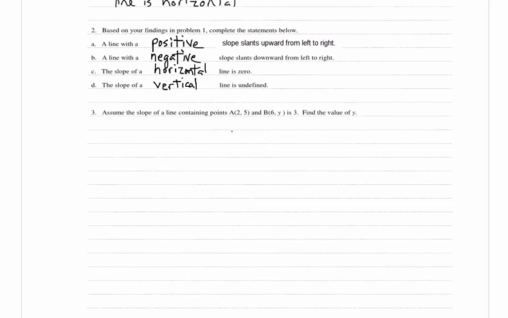And in 3, it says, assume the slope of a line containing points A, which has the coordinates of (2, 5), and B, with coordinates (6, y), is 3. Find the value of y. So we're going to use m is equal to y2 minus y1 over x2 minus x1. And here they tell us that our m is 3, so slope is 3, and that's equal to y2, which is the variable y, minus y1, which is 5, divided by x2, which is 6, minus x1, which is 2.